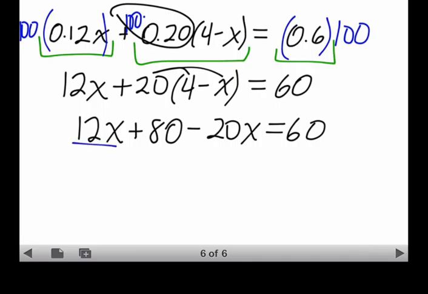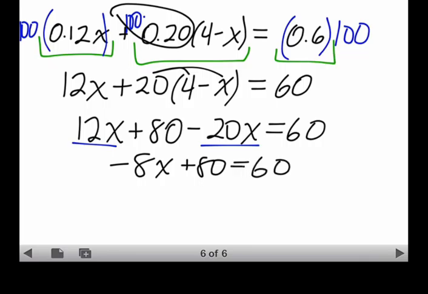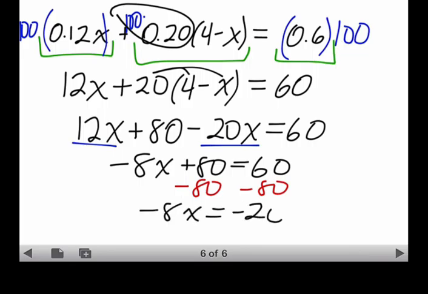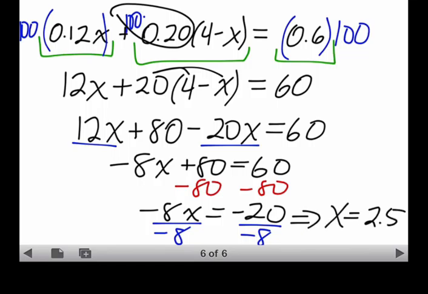Now I'll collect the like terms on the left hand side. We have negative 8x plus 80 is equal to 60. I'm going to subtract 80 from both sides. Negative 8x is equal to negative 20. And then finally we're going to divide by negative 8. After reducing, we end up with x is equal to 2.5. At this point I'd like to highlight another pitfall.